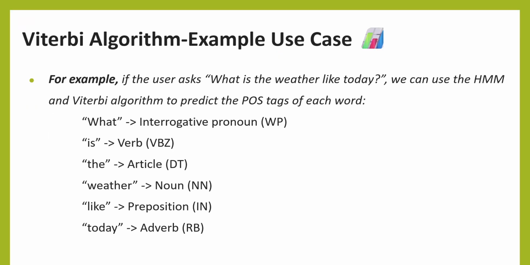Next comes its use case. Suppose we want to build a POS tagger for a chatbot that can respond to user queries. Here we can use this hidden Markov model and the Viterbi algorithm to predict the POS tags of each word in the user's input. For example, if the user asks, what is the weather like today? We can use the hidden Markov model and Viterbi algorithm to predict the POS tags of each word like this given below. So here we can use the predicted POS tags to generate a response based on the user inputs.